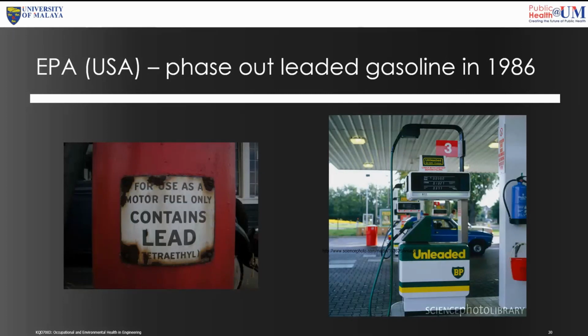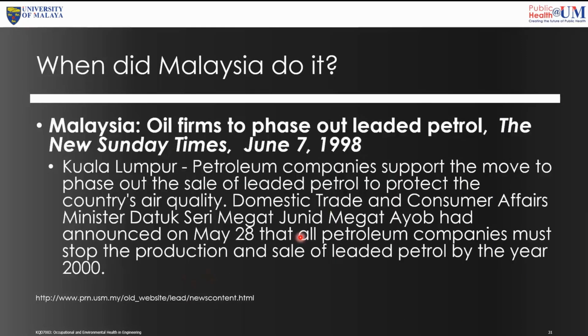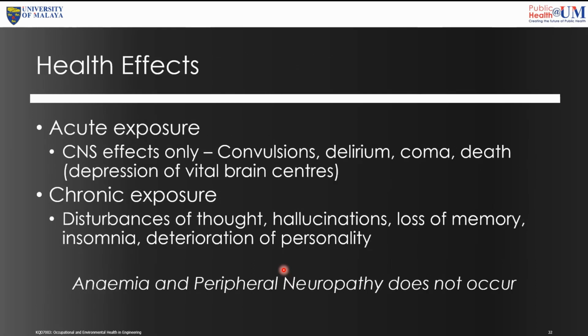So basically, Malaysia phased out leaded petrol around the 1990s, all right? So in 1998, Malaysian oil firms moved to phase out leaded petrol. So by the year 2000, basically we stopped having leaded petrol. So why did we phase out leaded petrol? Because petrol with lead is considered to affect the growth and also the cognitive ability of kids.